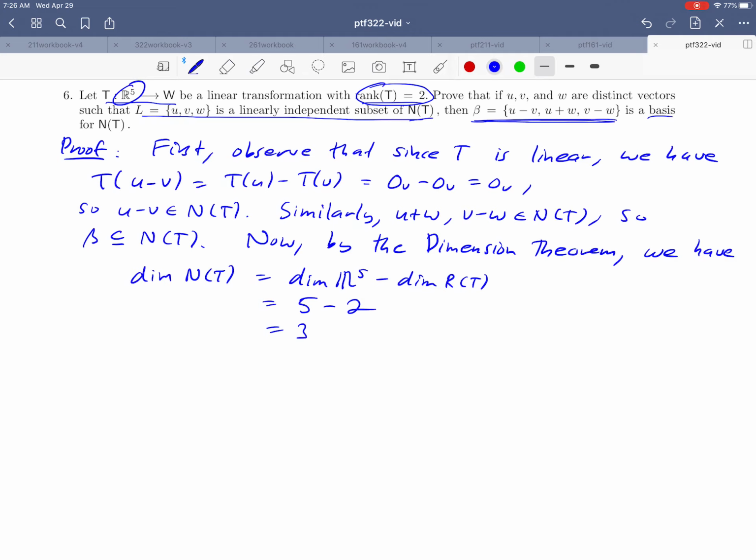Okay, so here's how that statement helps us. Since we know that the dimension of the null space is 3, all we really have to do is to show linear independence. That's going to be enough to show that this is a basis by the famous corollary 2. Okay, so let's put that into words here.